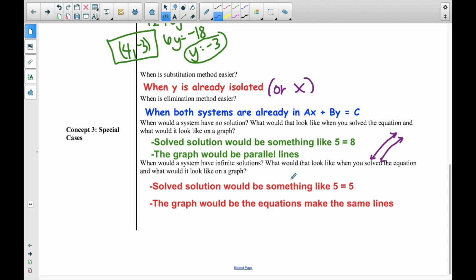What about the other situation, when you have infinite solutions? What would that look like? Well, when you solve it, you get something like 5 equals 5. That means that it is infinite solutions. What would it look like on the graph? It means that you graph one of them, and then you go to graph the other one, and it's exactly the same line. And so the solutions we're talking about here is a little bit different.